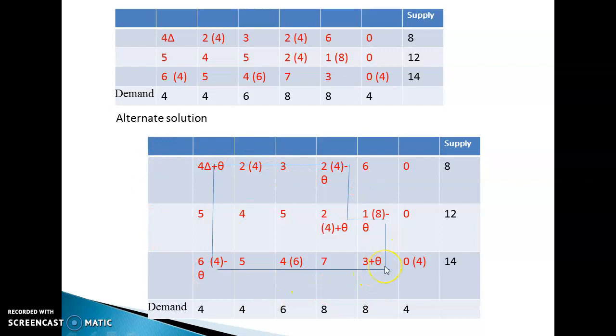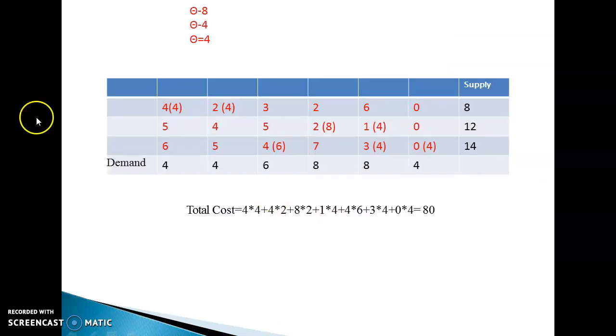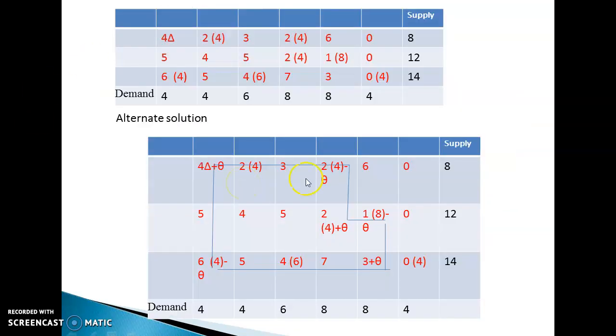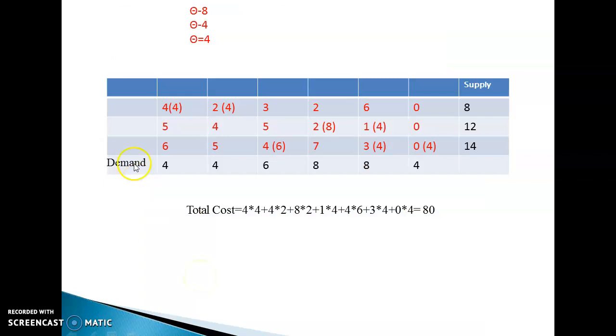Then allot plus theta over here. When you are allotting plus theta, here it is minus, here it is plus, here it is minus, plus, and here it is minus. Like that, allot theta to all the corners of the loop. Once you allot the corners of the loop, now see which is the minimum value for theta minus. Here theta minus 8, theta minus 4, theta minus 4. That means I will take the least value of theta, that minimum value, that is theta is equal to 4.